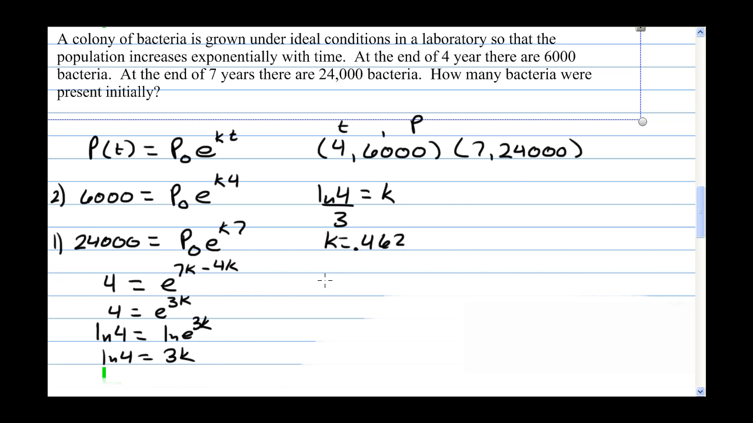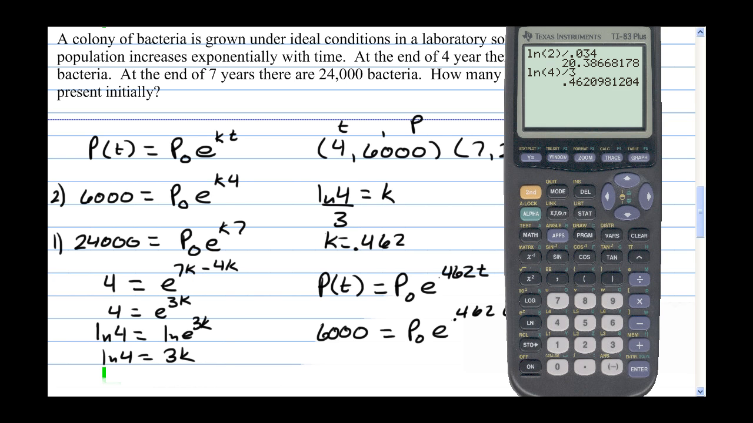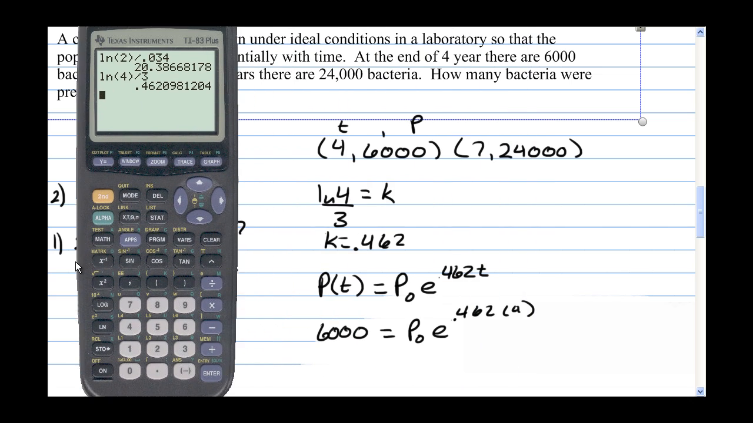0.462. So right now we have P of t equals P naught e to the 0.462 t. Well, now we just have to pick one of these points. We found the k. Now we can pick one of these points to find out what the P naught is. So we have 6,000 equals P naught e to the 0.462 times 4.